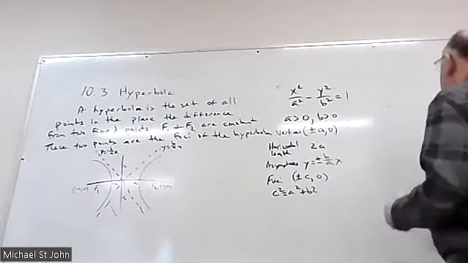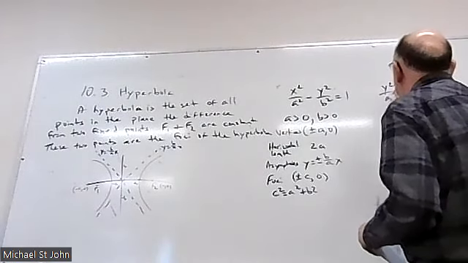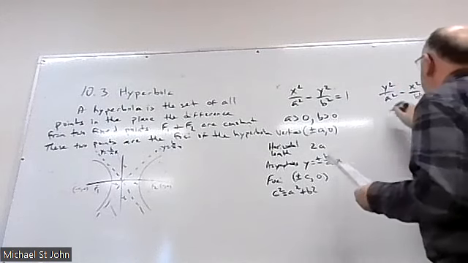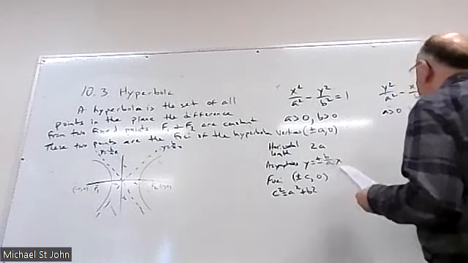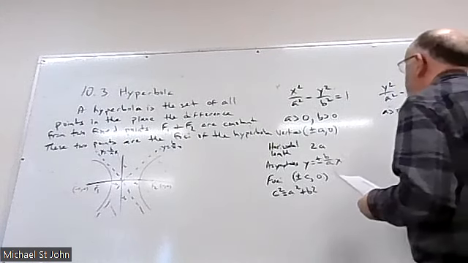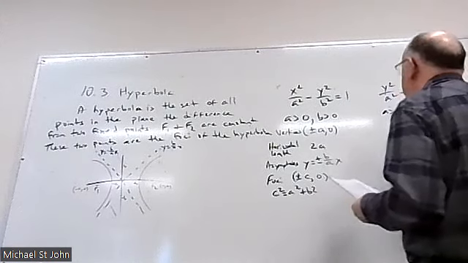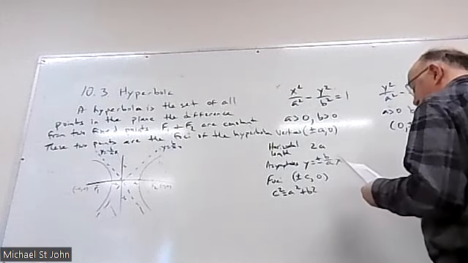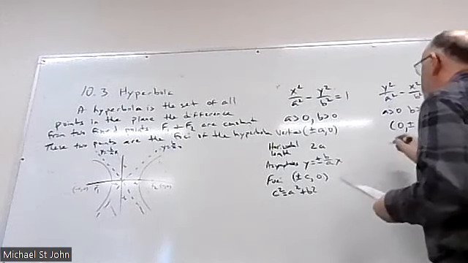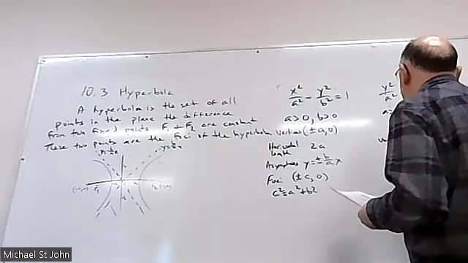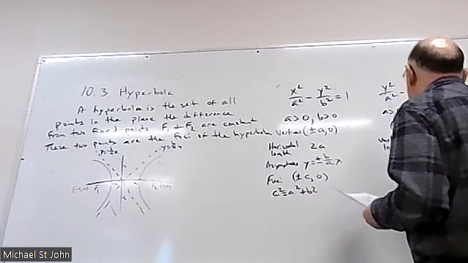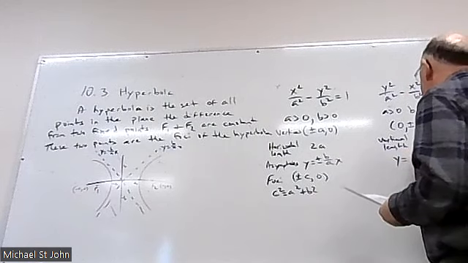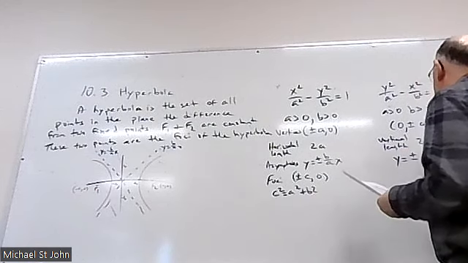The other type then is like this, equals 1, right? Again, a is greater than 0, b is greater than 0. And again, the vertices are now going to be 0, plus or minus a. The horizontal length, or now this will be the vertical length because it's running the other way, will be 2a. The asymptotes are going to be y equals plus or minus a over b x.